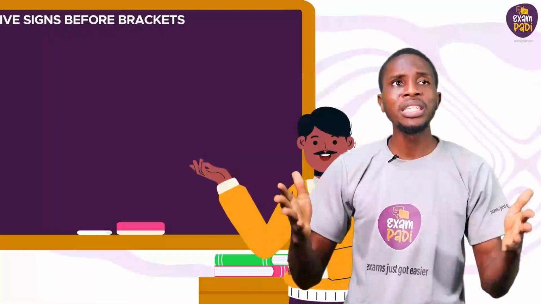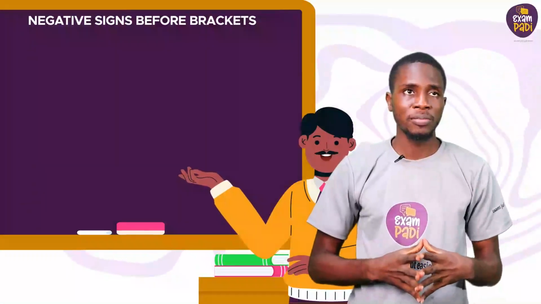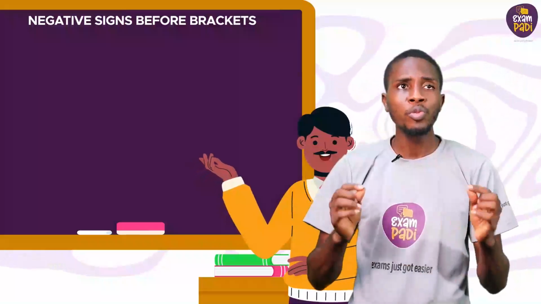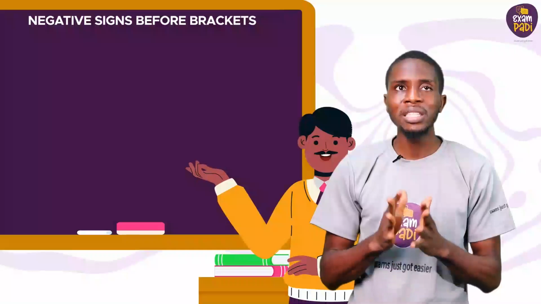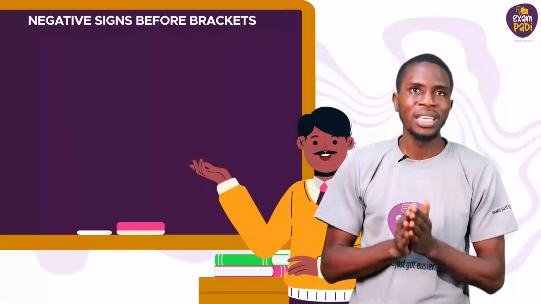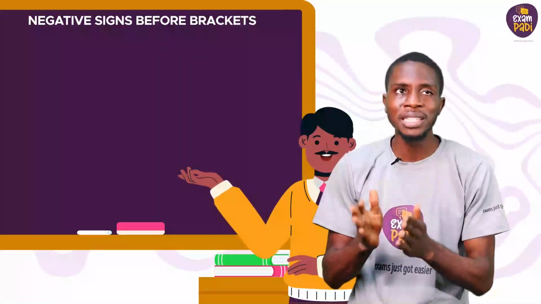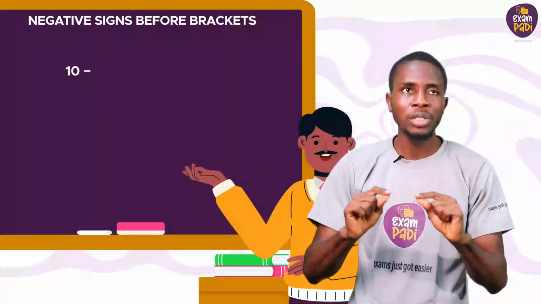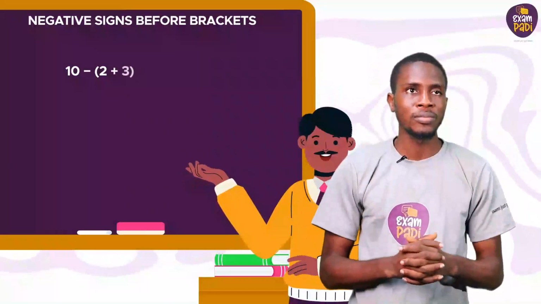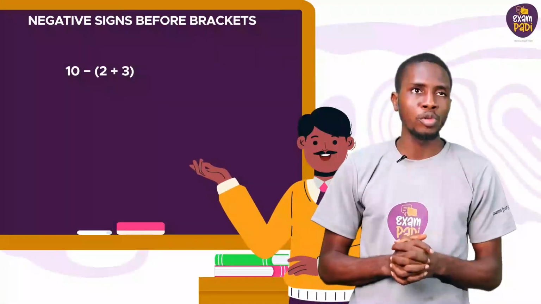How do we deal with negative signs before brackets? We have only worked with brackets with a positive sign in front of them. When a negative sign precedes a bracket, it affects all the terms inside the bracket. For example, 10 minus the bracket of 2 plus 3. We can simplify it as follows.